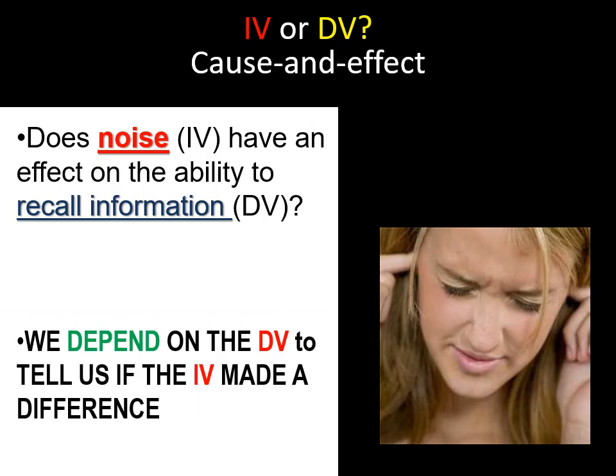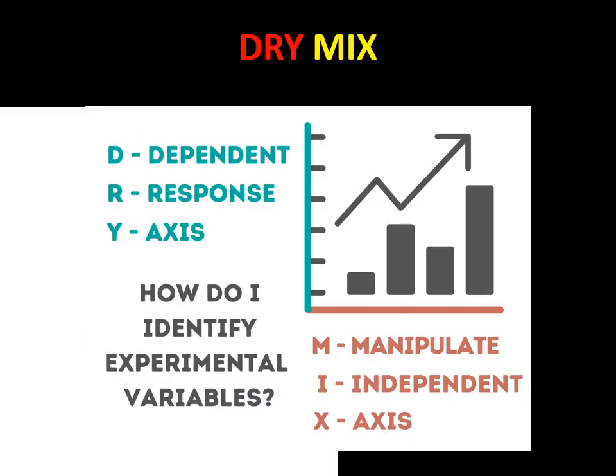So here's another example. If we have a lot of distracting noise in the classroom, somebody's playing a trumpet in your ear while you're trying to study, that's the independent variable. And would it have an effect on your ability to recall new information that you're learning in AP Physics? That's the dependent variable. And yes, it would. It would absolutely have an impact. So again, we depend on the dependent variable to tell us if the independent variable actually made a difference, or was it just chance? All right, we're going to do some more practice with this in class.